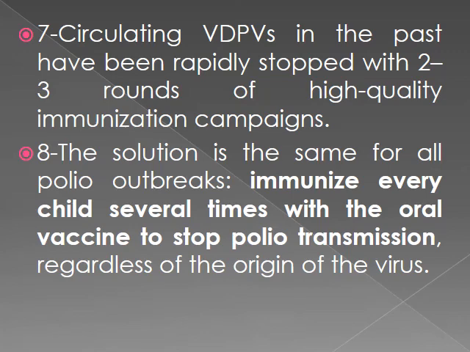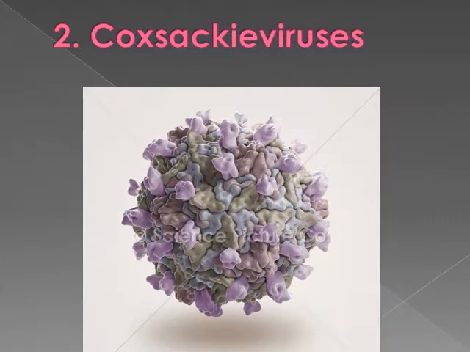If anyone asks you why they give OPV, oral polio vaccine, to children every few days when they come to kindergarten or nursery, it could reach around 7 or 8 doses. Say okay, no problem, you should be frequently vaccinated to avoid spread of the virus. And this is also to avoid circulating vaccine-derived poliovirus.